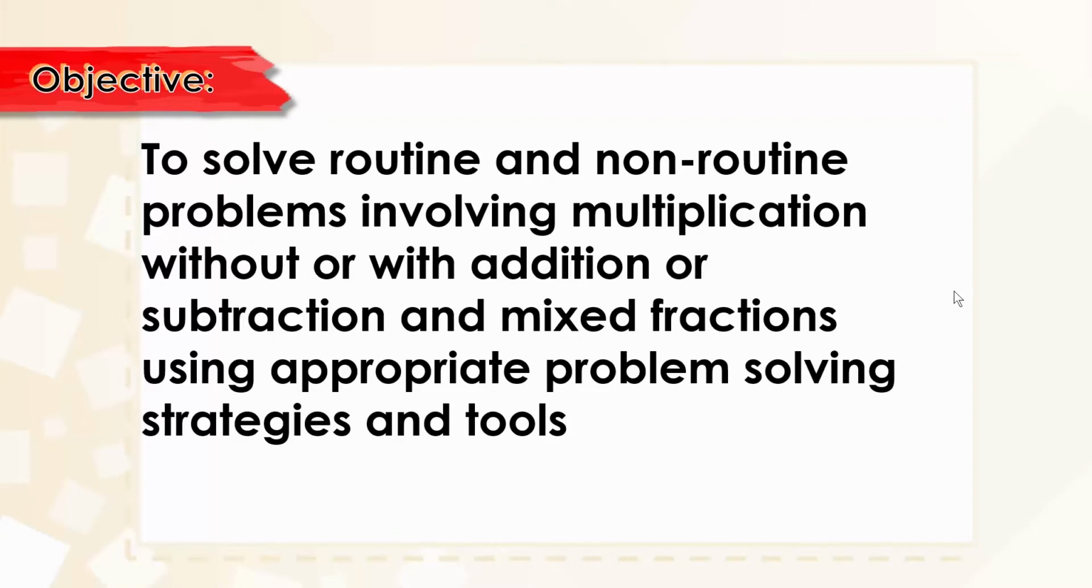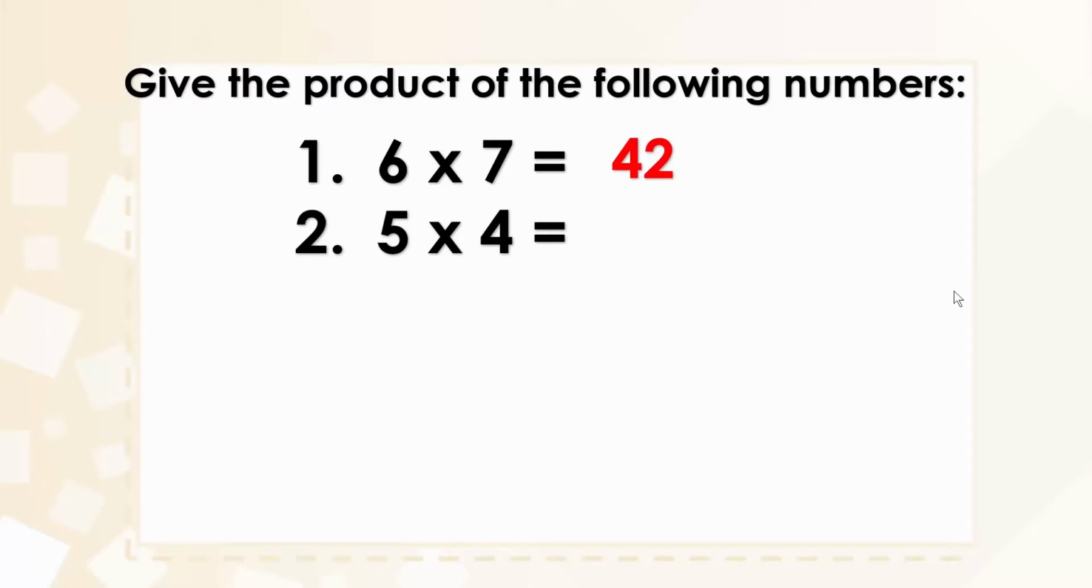Are you ready? Let's start with a game of multiplication. You are going to give the product of the following numbers as fast as you can. Are you ready? Let's begin. Number 1. 6 times 7. Very good. The answer is 42. Number 2. 5 times 4. Correct. The answer is 20.